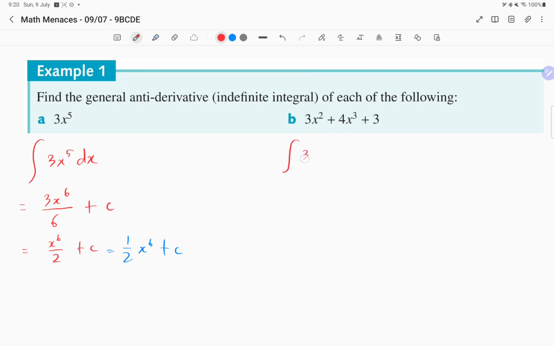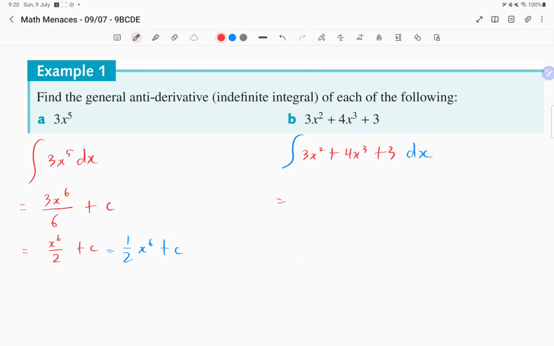Okay. For question B, it's the same thing. Just write the antiderivative, integral sign, 3x squared plus 4x cubed plus 3. Remember, you gotta write what it is with respect to. So you gotta go dx at the end. The integral sign always comes with a d something at the end: dx with respect to x, or dt with respect to t, or whatnot.